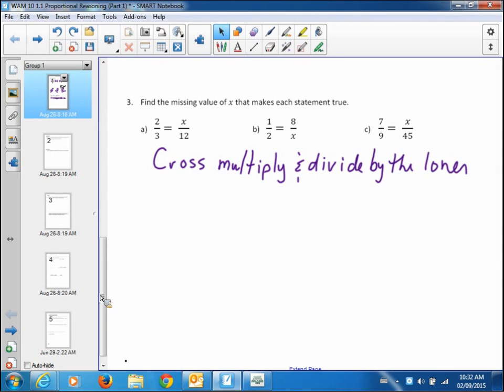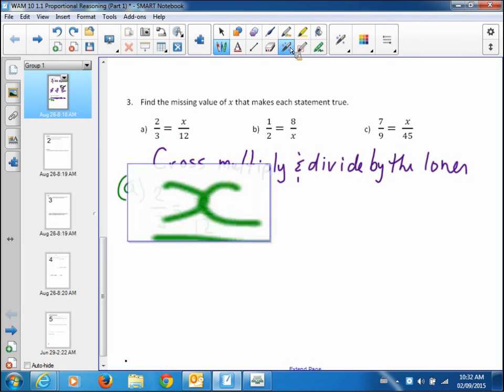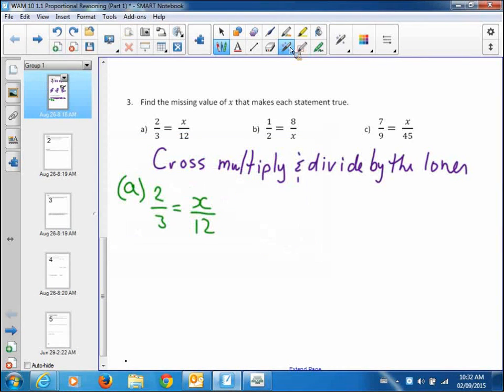Let's get this. I'll change the color up a bit. A. So I have 2 out of 3 equals x out of 12. The first thing you have to do is think, where's the x? Okay, so there's the x, right? Where do you cross multiply? You take the two numbers that are diagonal from each other, and this is what I mean by cross multiply. 2 times 12, that's the cross multiply. And then the loaner, which is the number that's alone, it doesn't have a diagonal, the loaner is 3.